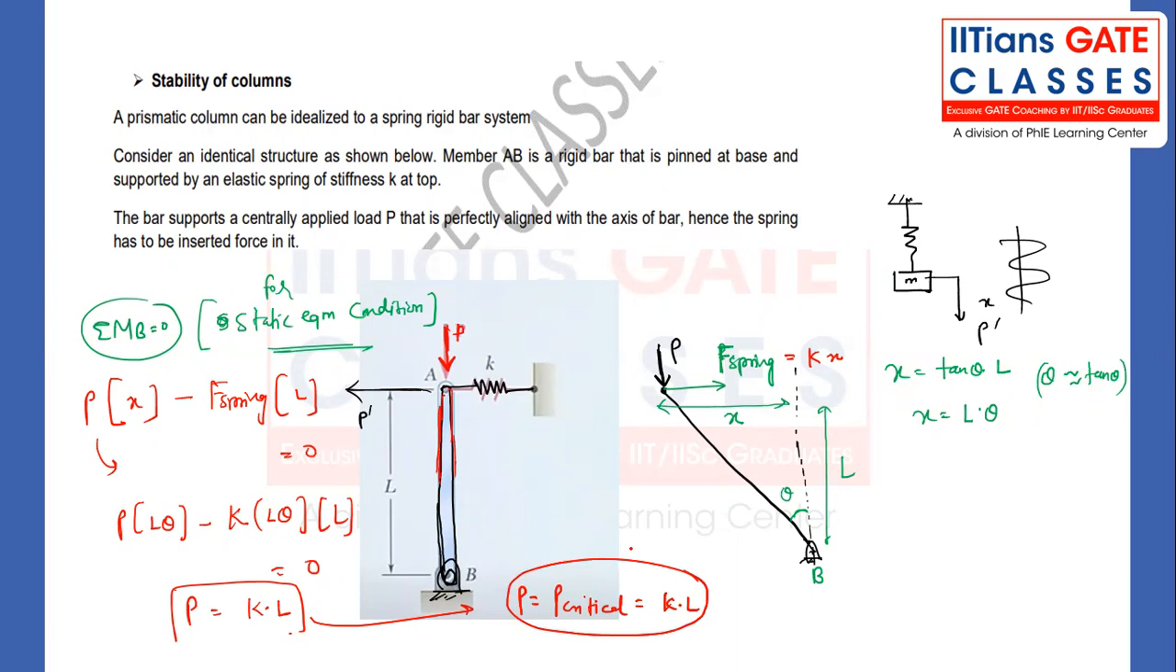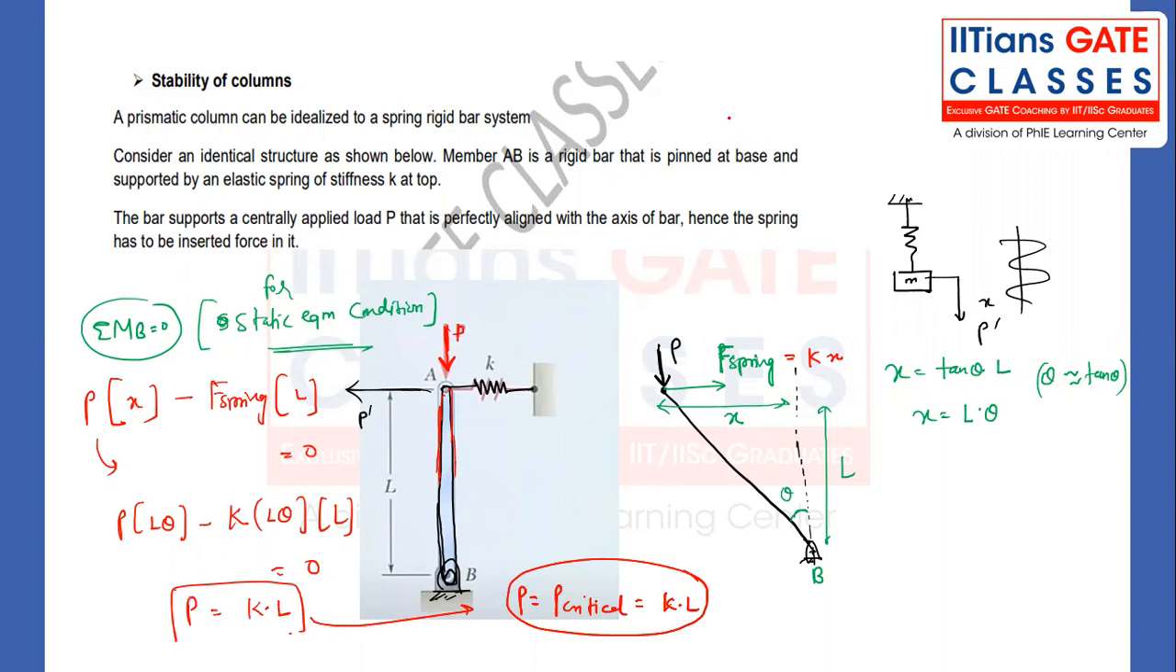If somebody asks you the proper definition of the critical load, what will you say? The maximum axial load that a column can support when it is on the verge of buckling is called the critical load.